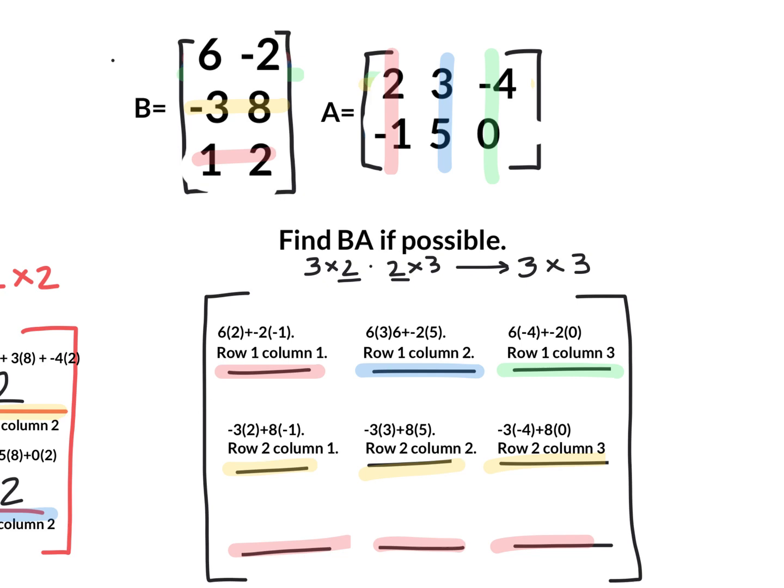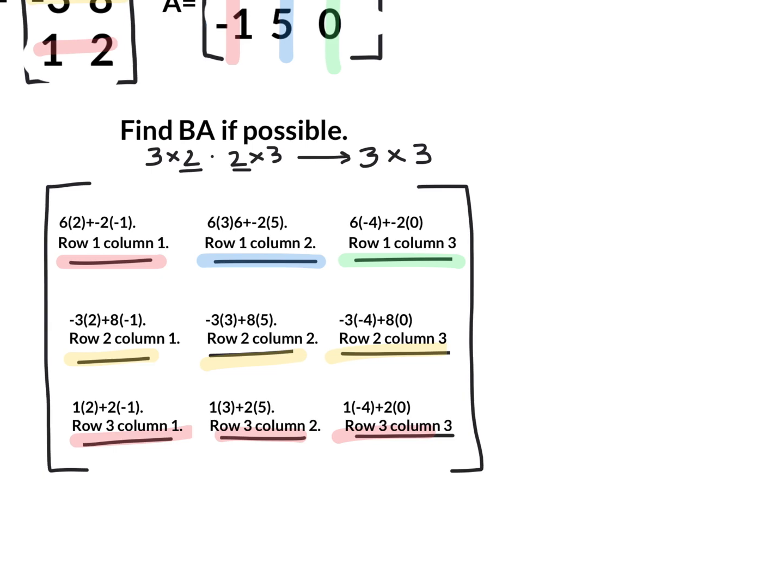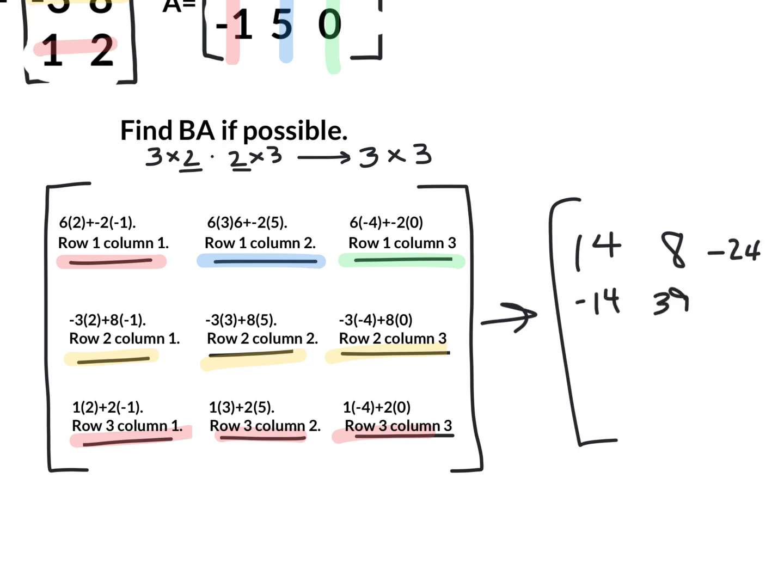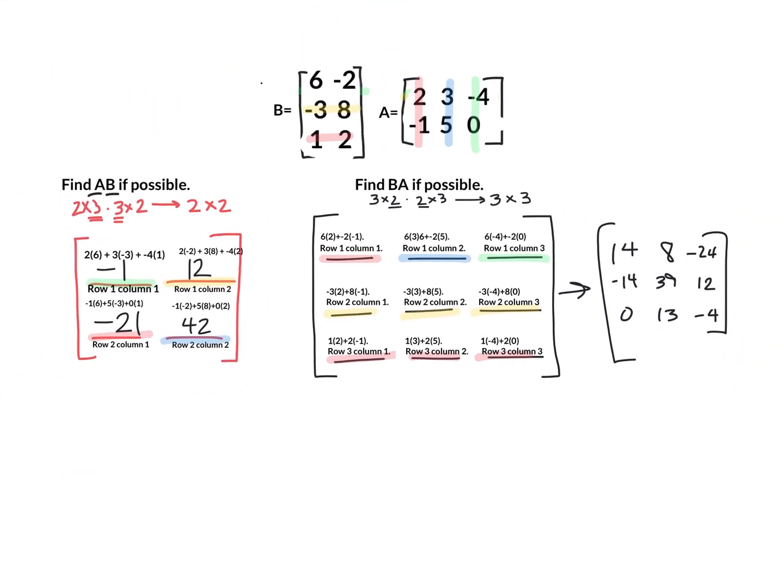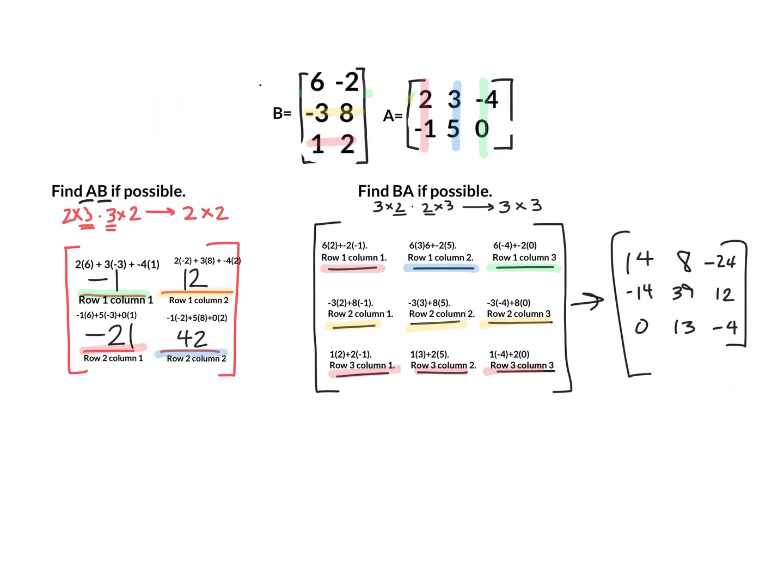All right, there's my multiplications for the second row. And when I simplify, this will give me a final result of 14, 8, -24, -14, 39, 12, 0, 13, and -4.